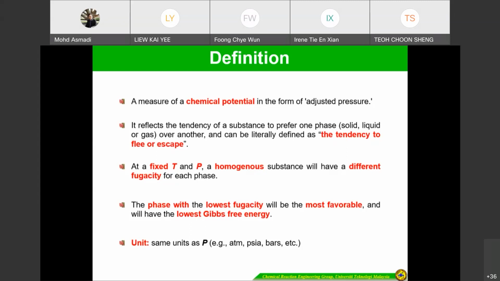So for example, from the liquid to the gas, right? We can measure the tendency of the component of the liquid mixture to escape, flee or vaporize from the mixture to the gas phase. That's what we can understand about the fugacity. Why do you have to determine the fugacity? Because we do not deal with the ideal gas, we deal with the real gas. Fugacity is for the gas phase or vapor.